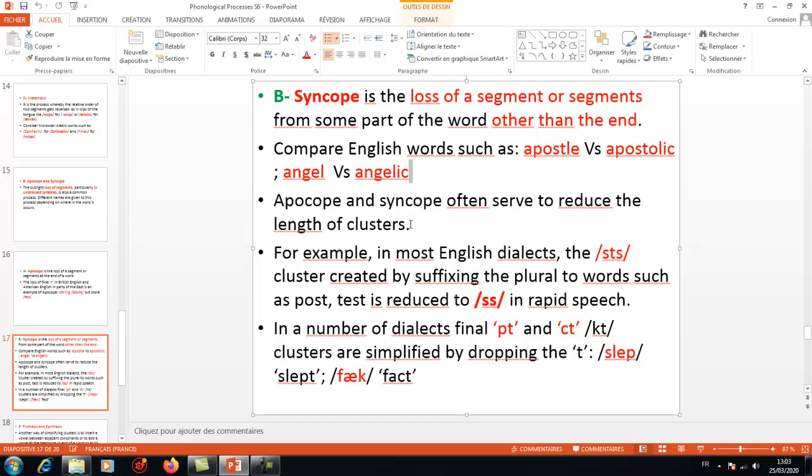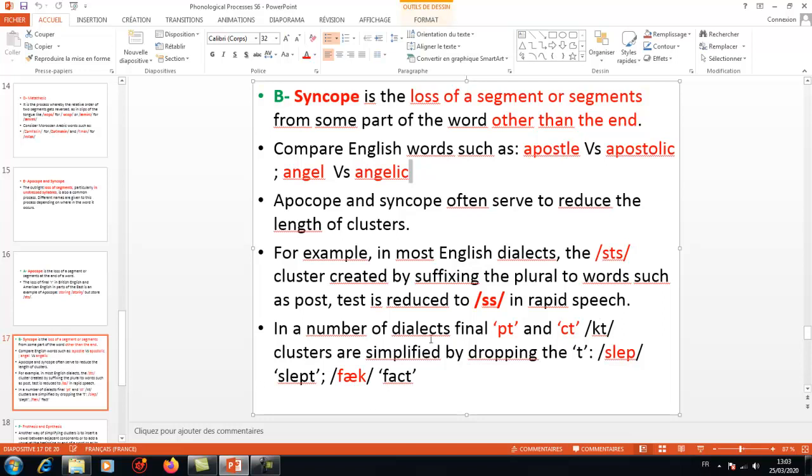Now, apocope and syncope often serve to reduce the length of clusters. For example, in most English dialects, the sequence of sounds, or cluster, created by suffixing the plural to words such as post and test is reduced to just s. Instead of saying posts, tests, it's easier to say tests. It becomes just a sequence of two s's in rapid speech.